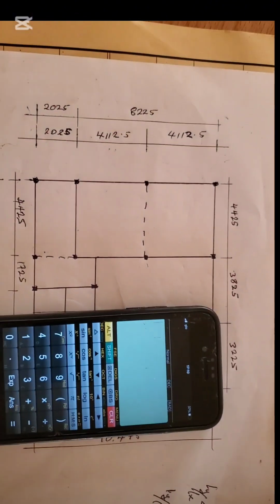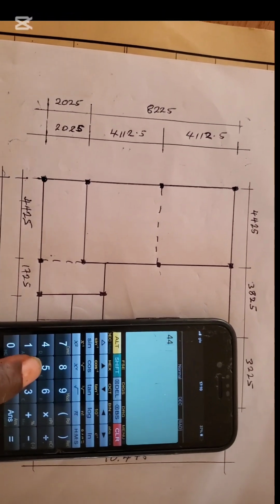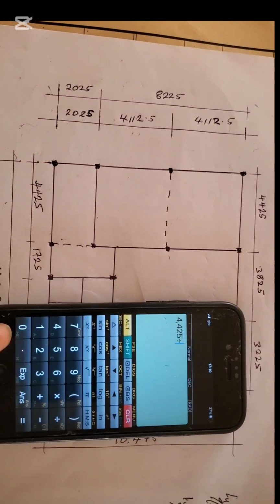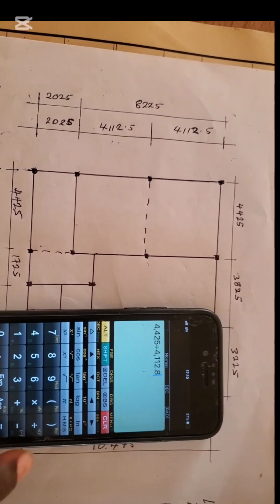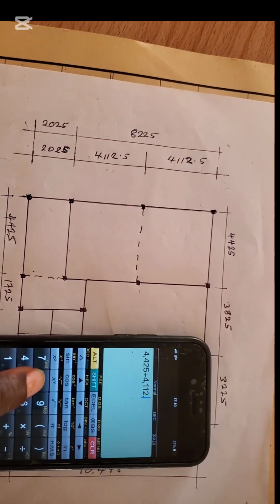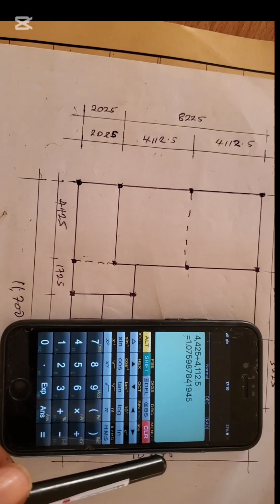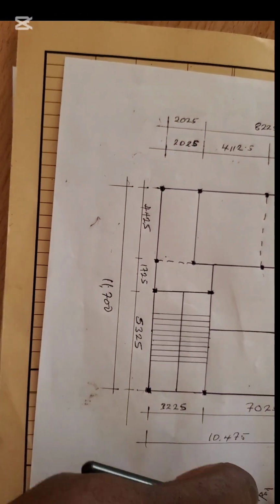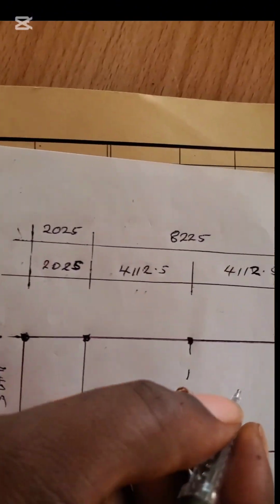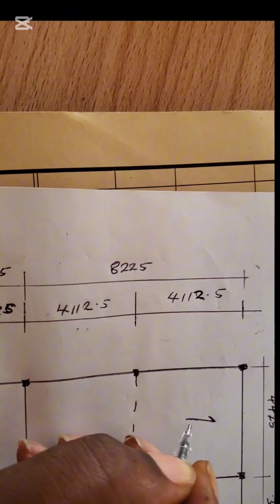So when you want to get the type of panel, you divide 4425 by 4112.5. Sorry, 4112.5. This one will give me 1.08 approximately. So it means that this one is a two-way slab. It's less than 2. It's a two-way slab. Two-way slab is represented like this. It's represented like this on your panel.